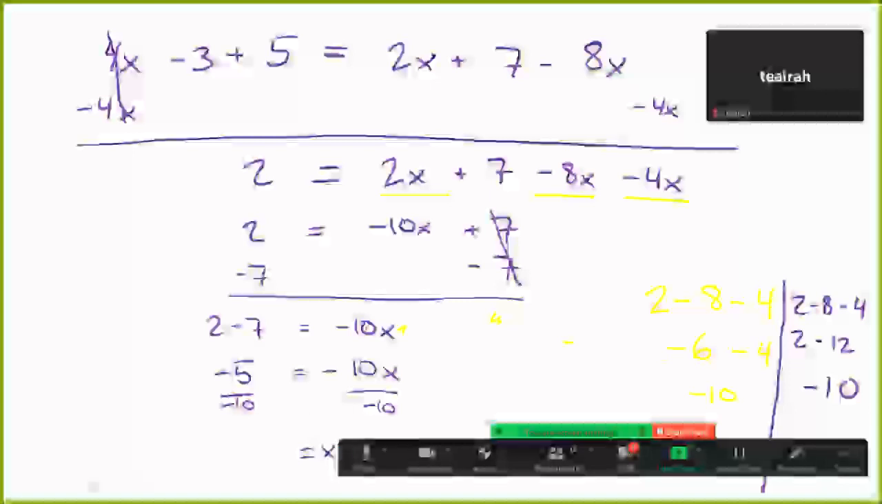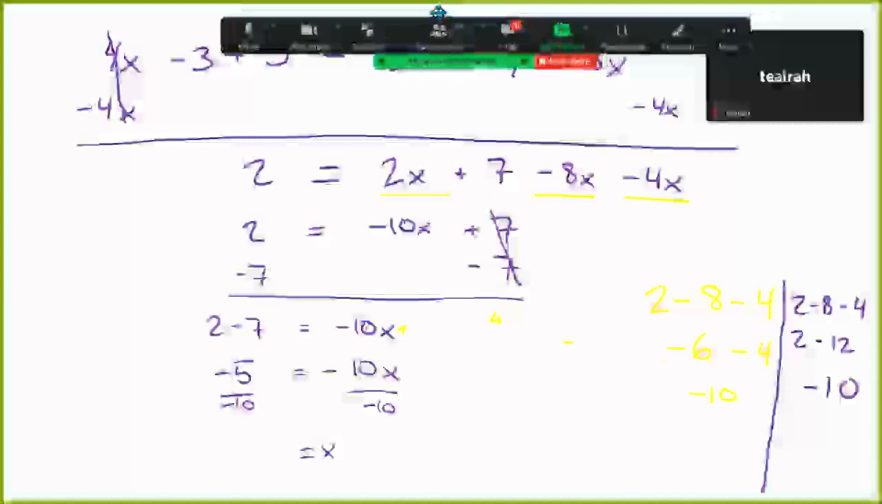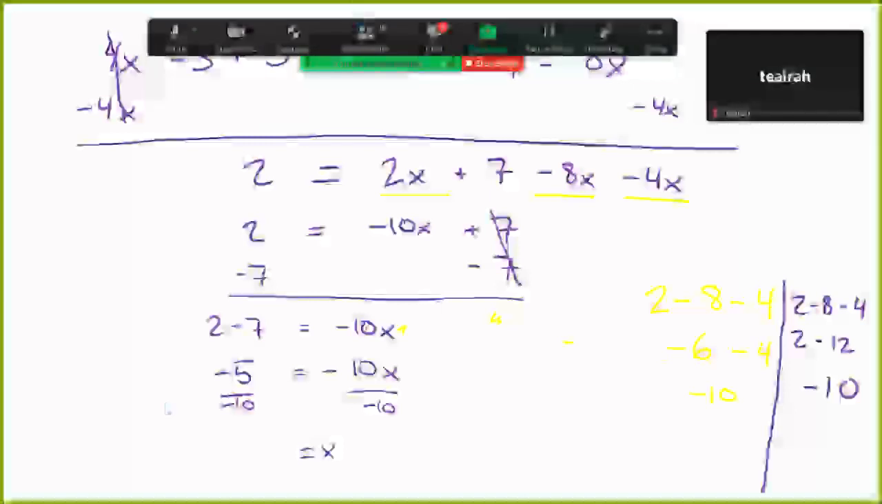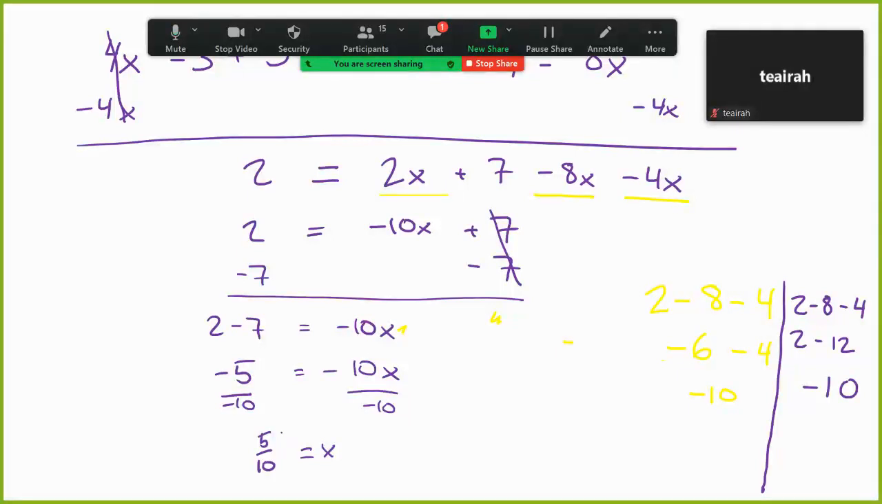X is equal to 5/10, but always ask yourself, can I reduce this fraction? And also, it's not negative over negative anymore because, again, the double negative rule kind of kicks in and it becomes positive. So anytime we have negative times negative or negative divided by negative, it becomes positive. So we have 5/10. Reduce that down, and that is 1/2.